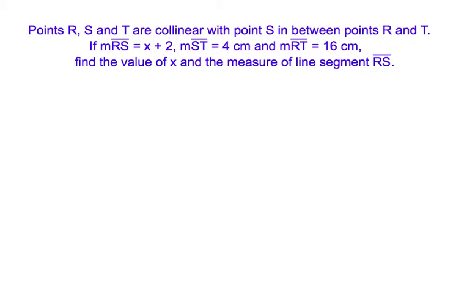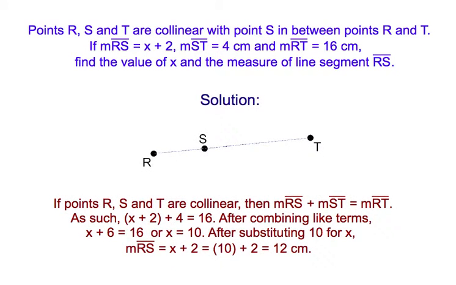Solution. We can begin by sketching a diagram for the conditions of the problem. If points R, S, and T are collinear, then the measure of line segment RS plus the measure of line segment ST must be equal to the measure of line segment RT. As such, x plus 2 plus 4 is equal to 16. After combining like terms, x plus 6 is equal to 16, or x is equal to 10. After substituting 10 for x, the measure of line segment RS is equal to 12 centimeters.